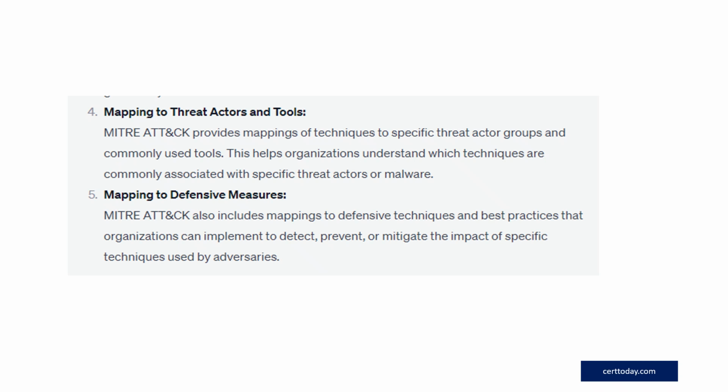Other two important topics within the MITRE framework are the mapping to threat actors and tools, which provides mapping of techniques to specific threat actor groups and commonly used tools. This helps organizations understand which techniques are commonly associated with specific threat actors or malware. And the mapping to defensive measures includes mappings to defensive techniques and best practices that organizations can implement to detect, prevent, or mitigate the impact of a specific technique used by adversaries.